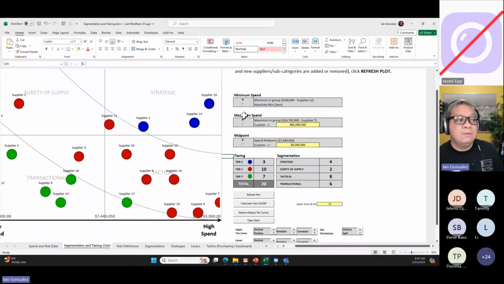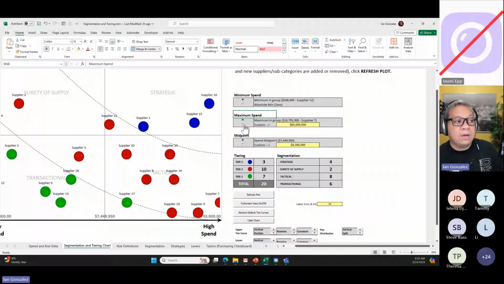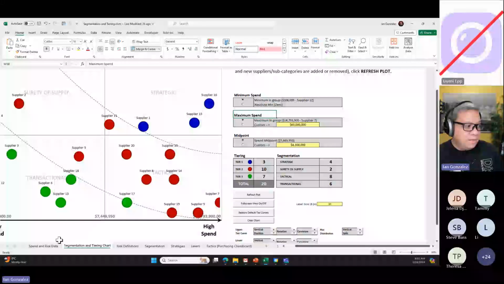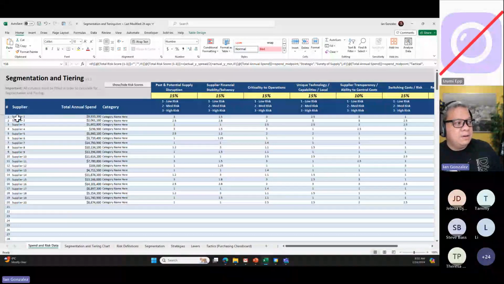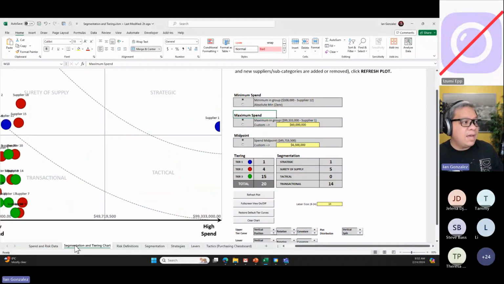Okay, the maximum in group. The maximum spend can either be the maximum in the group or a custom number. Here is where you want to use some critical thinking. If you have a supplier whose spend is unusually high compared to everyone else, in other words a statistical outlier, like supplier 1, instead of $9 million, I'll make him $90 million. If you do that, this is what happens. You'll see your $90 million supplier in the chart, and everyone else seems to be bunched on the left side because their spend is so small compared to him.